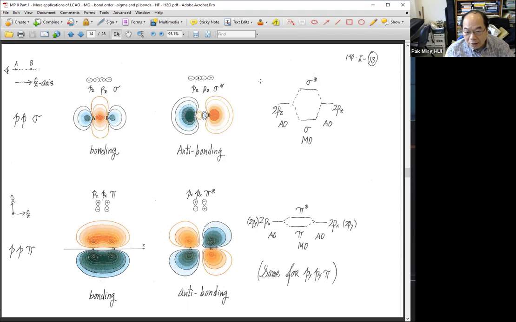So in our plot last time, the PP sigma, so you have a PZ, when they're far away, they are the same energy. I'm thinking about the same atom. So, one is pushing down, one is pushing up. This is sigma, this is anti-bonding sigma. Similarly, this is bonding pi, this is anti-bonding pi.